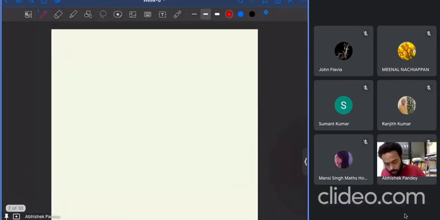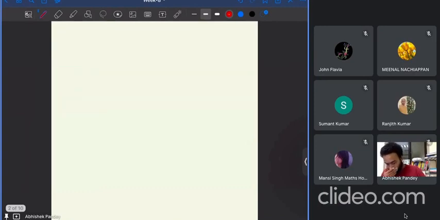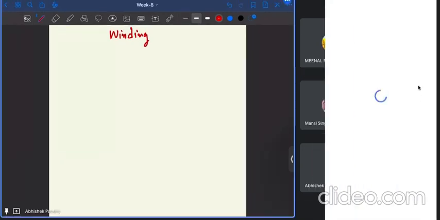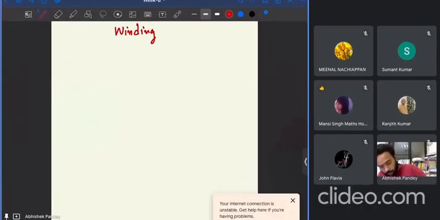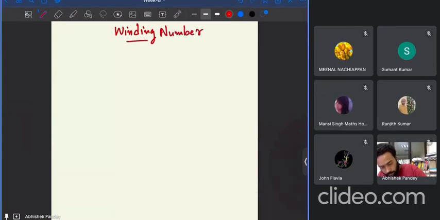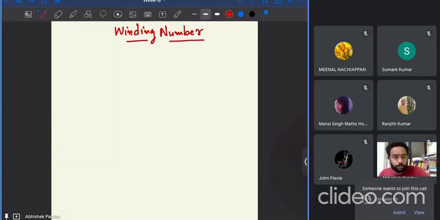Okay, so we'll start with the winding number. I hope the screen is visible. This sharing. Yeah. Okay.